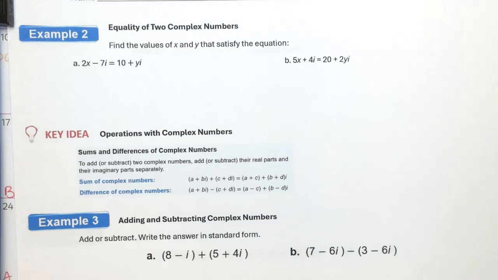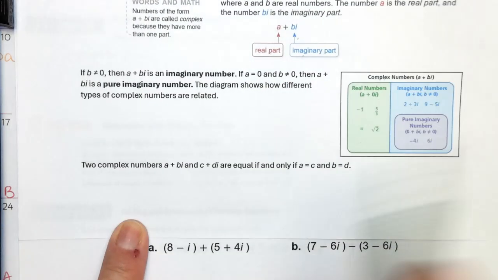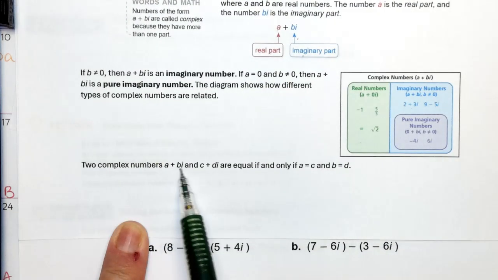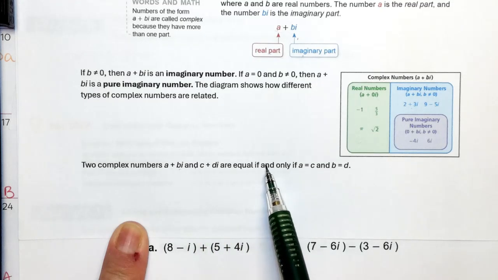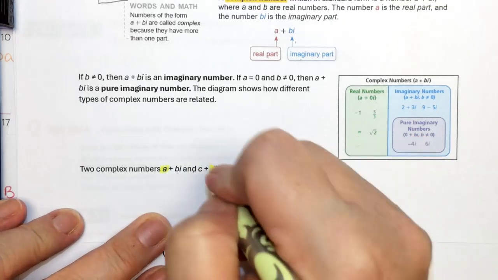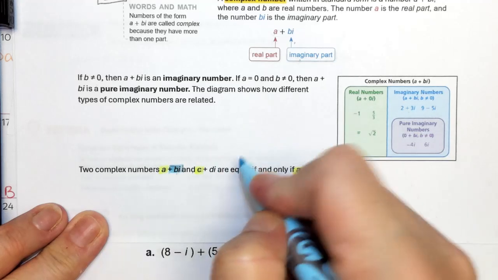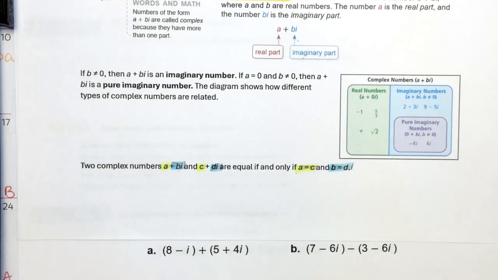Most of my classes in the past found these to be quite simple. I didn't point this out, but if you look at the bottom here, it says that two complex numbers, a plus bi and c plus di, are equal if and only if a is equal to c and b equals d. So what we're going to do in the next problem is take our a and our c values and set them equal to each other. Then we're going to take our b, both our i values, set them equal to each other, and solve.